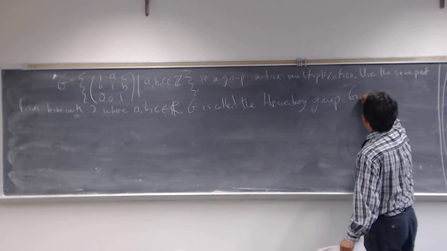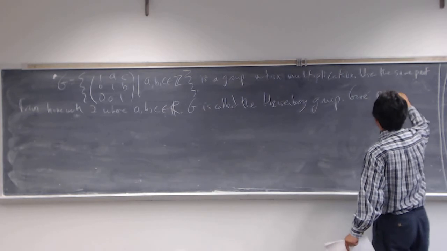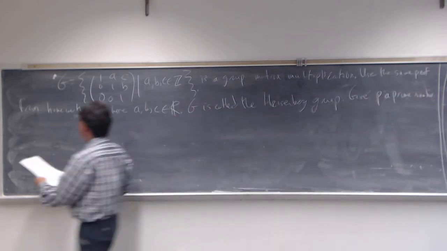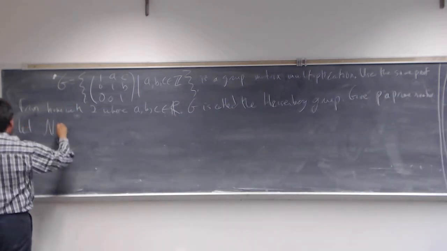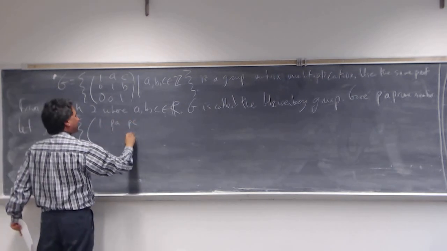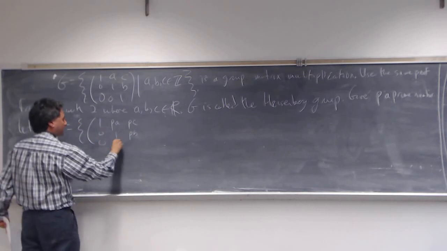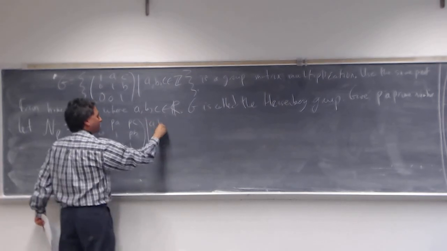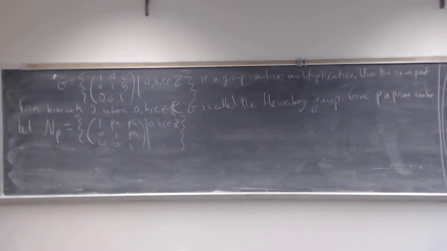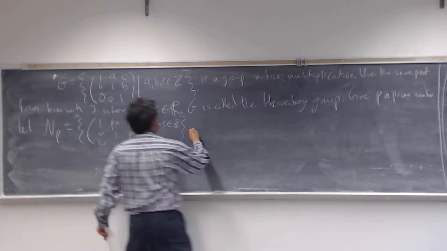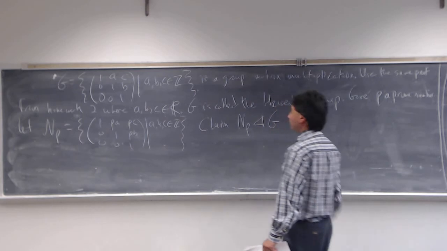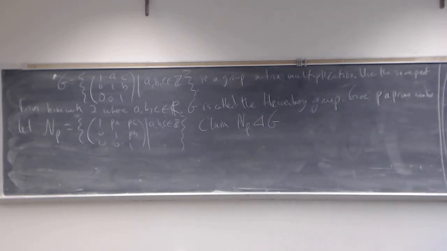And then given P a prime, let N of P be the subset of G where we're looking at all multiples of P. And we claim N of P is a normal subgroup of G. That's what that triangle means, that it's a normal subgroup of G.